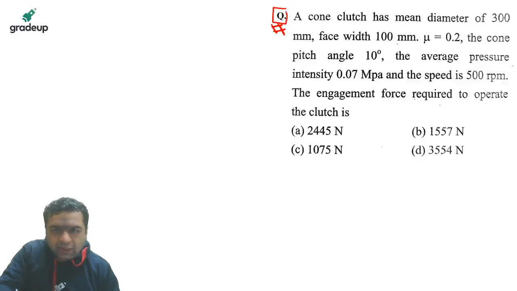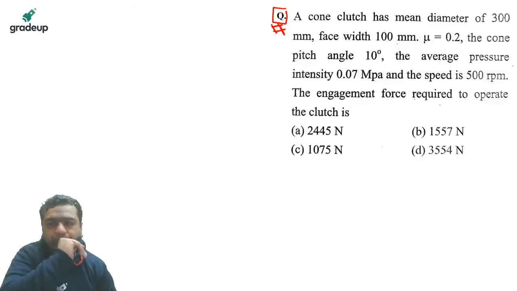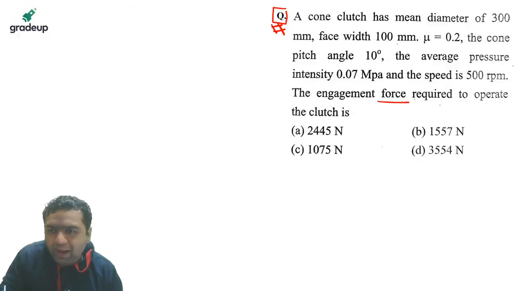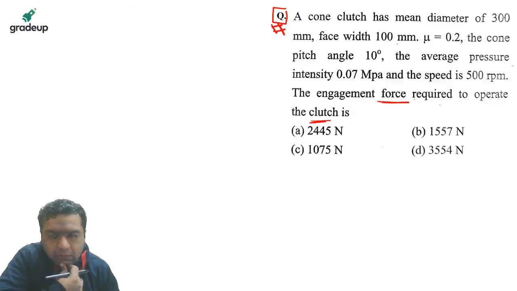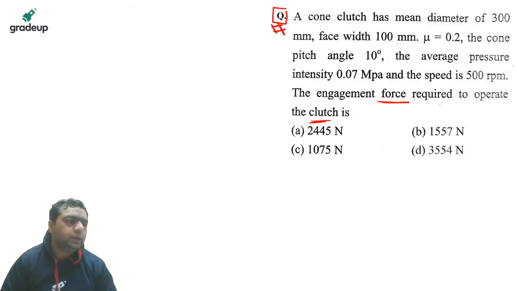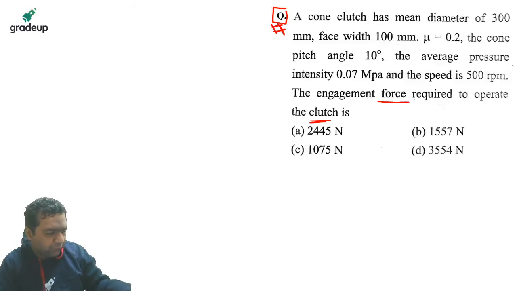So try this question now from cone clutch. The engagement force required to operate the clutch is. So don't worry, answer will be coming 706 or 704. You will be taking 708 only. Don't worry guys. Fine, fine, Praful. Wonderful. You are doing wonderful. Solve this question.